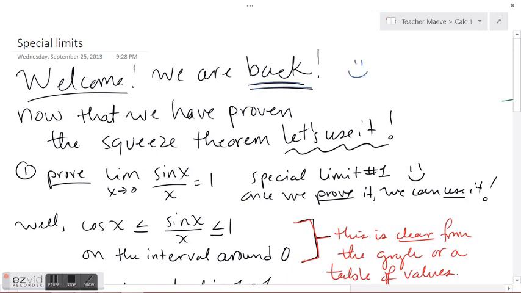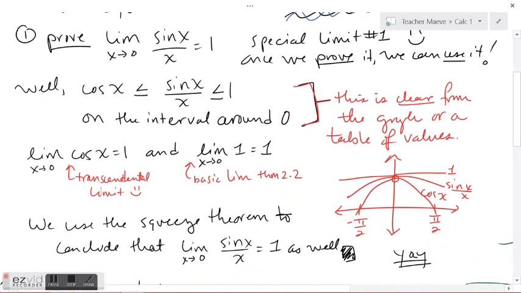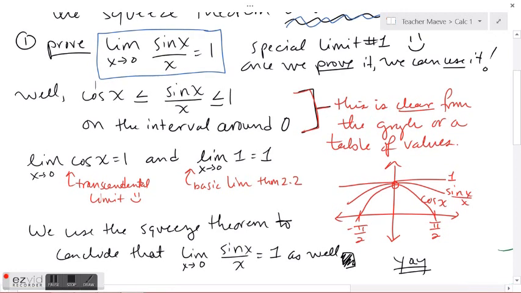So now that we have proven the squeeze theorem, let's use it. The first thing we're going to prove is that the limit as x approaches 0 of sine of x over x is 1. That one right there. It's special limit number 1, and once we prove it, we can use it.